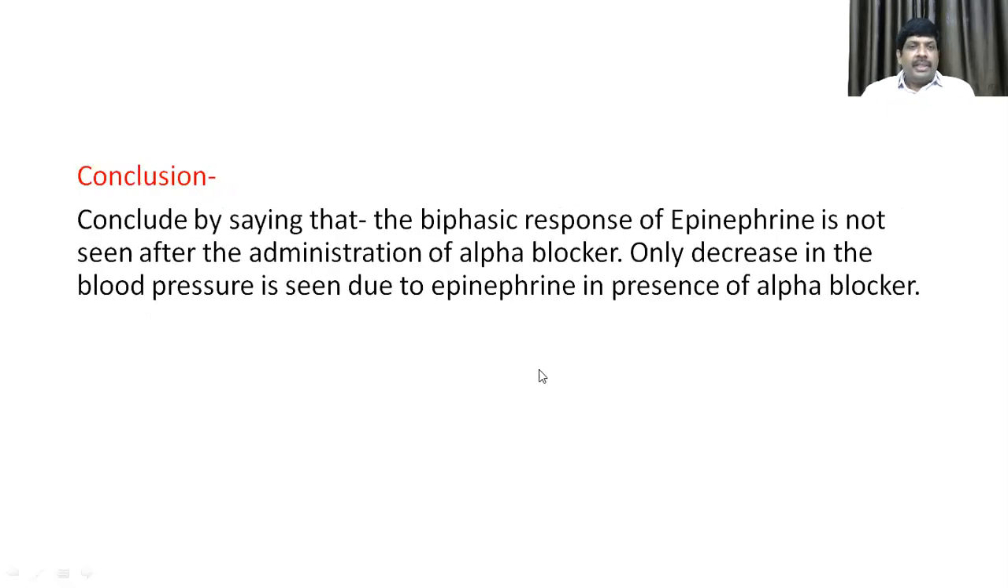Conclusion: what you'll be writing, you conclude by saying somewhat like this: the biphasic response of epinephrine is not seen after the administration of alpha blocker, because you will see only one phase, that is decrease in the blood pressure. Only decrease in the blood pressure is seen due to epinephrine in the presence of alpha blocker. So this is the way you have to conclude.